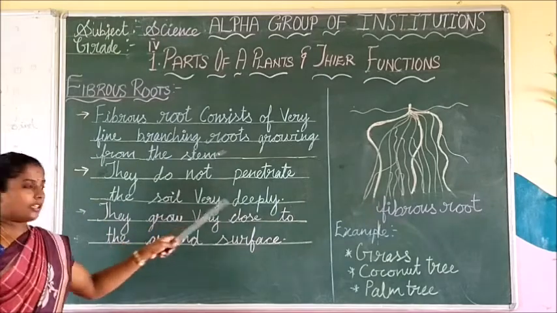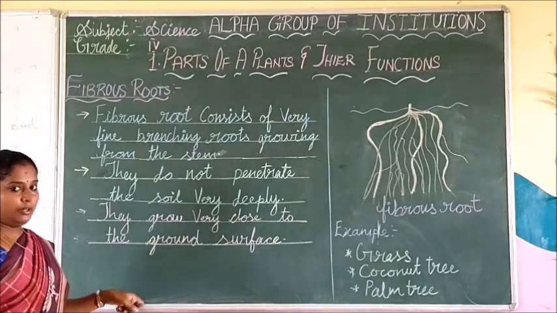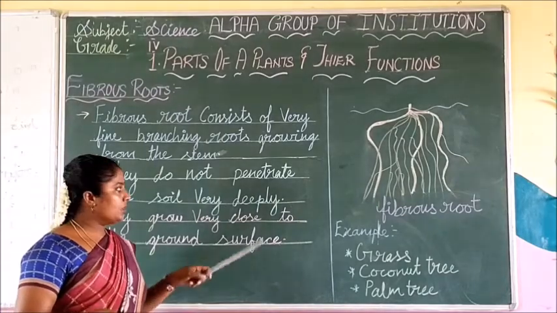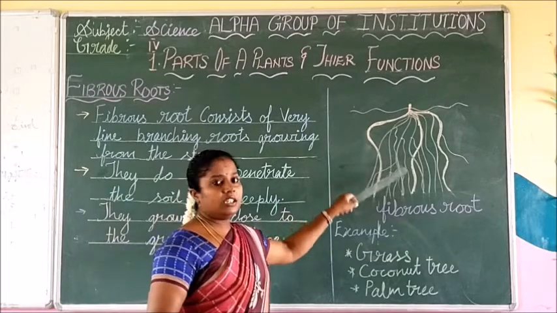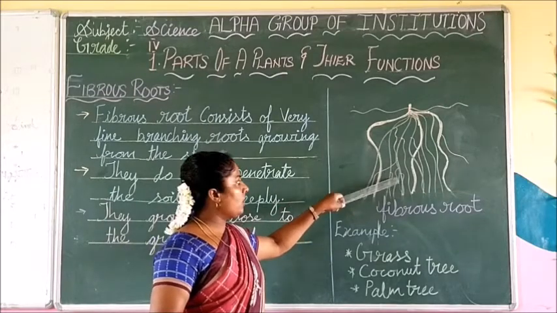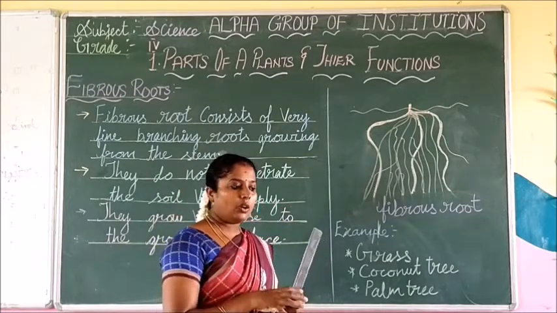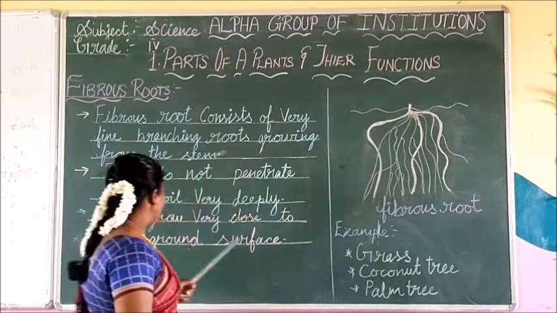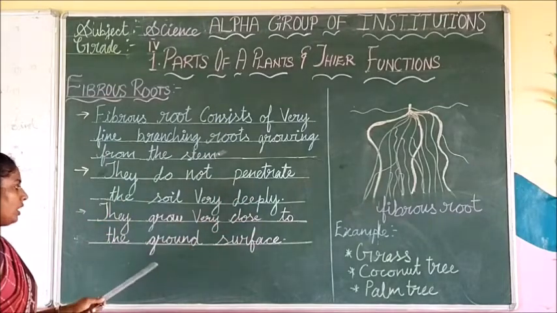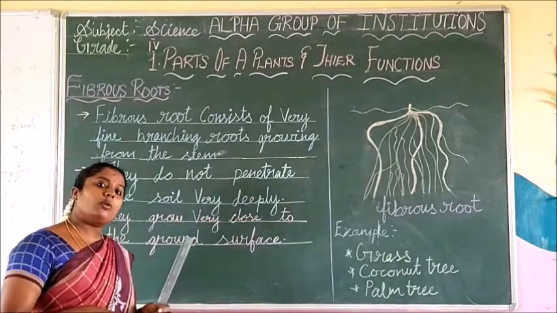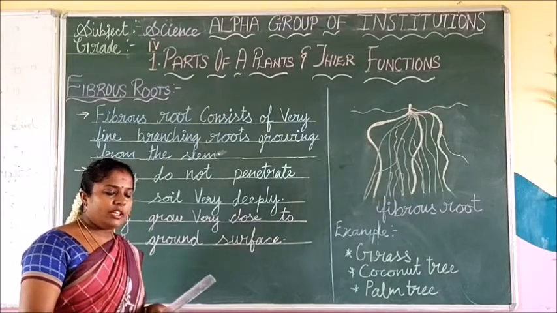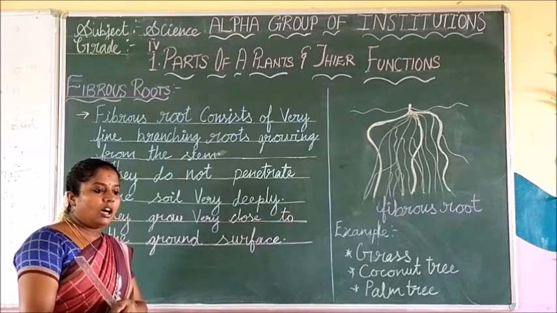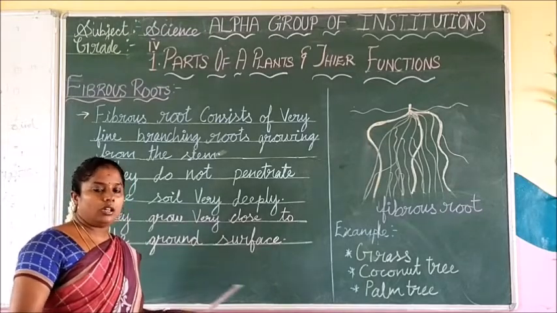They do not penetrate the soil very deeply. Being thin and fine, the roots cannot go deep into the soil and cannot get firm in the soil. So they grow very close to the ground surface. They will not go deep, but will grow very close to the ground surface.